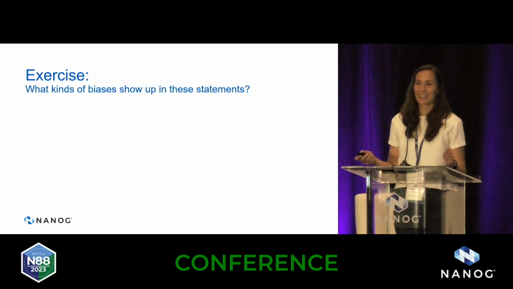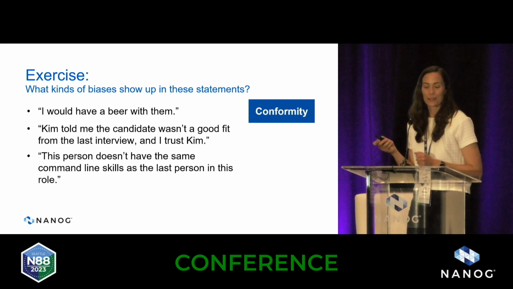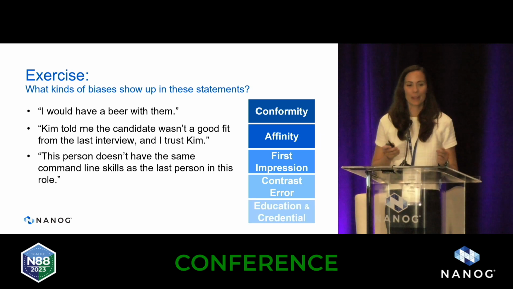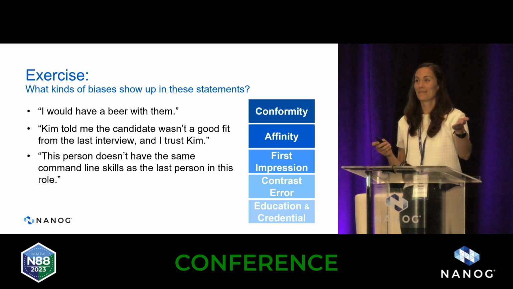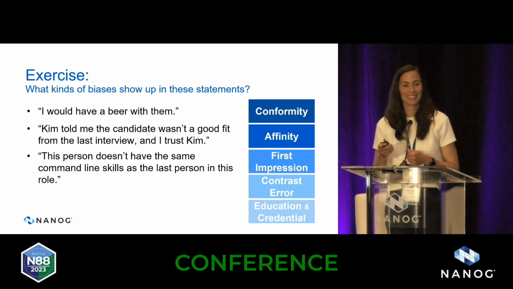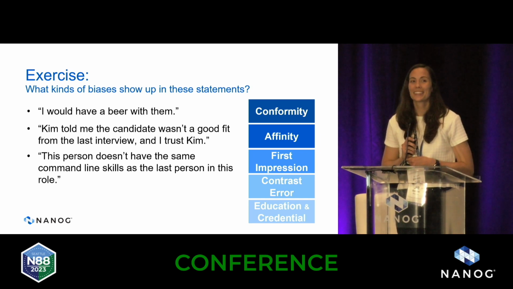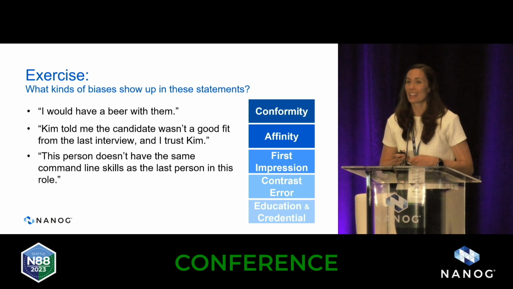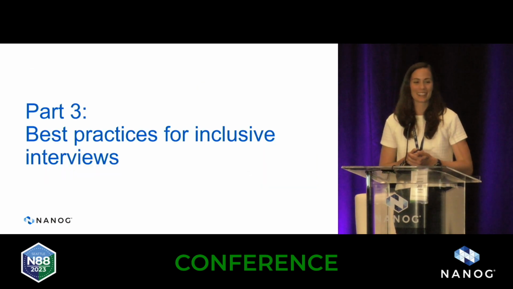So let's do an exercise together. Let's see what you picked up. Here are some statements that often show up, and here are the different types of bias. So what kind of biases show up here? I would have a beer with them. Affinity, good. Kim told me the candidate wasn't a good fit from the last interview, and I trust Kim. Conformity, nice. And this person doesn't have the same command line skills as the last person in this role. Contrast error, good. You guys are experts already.